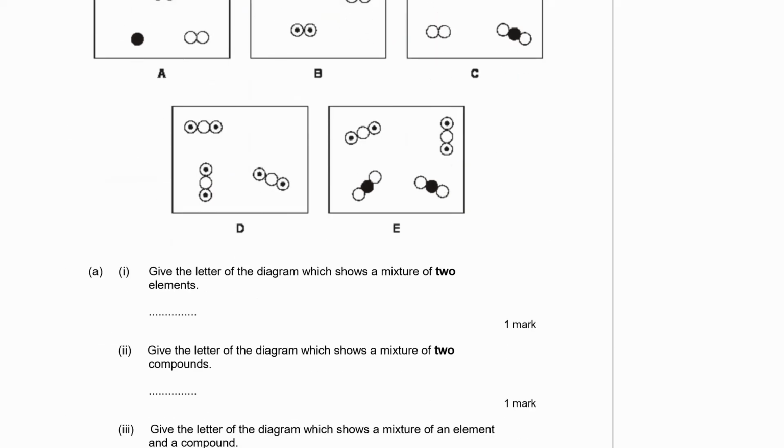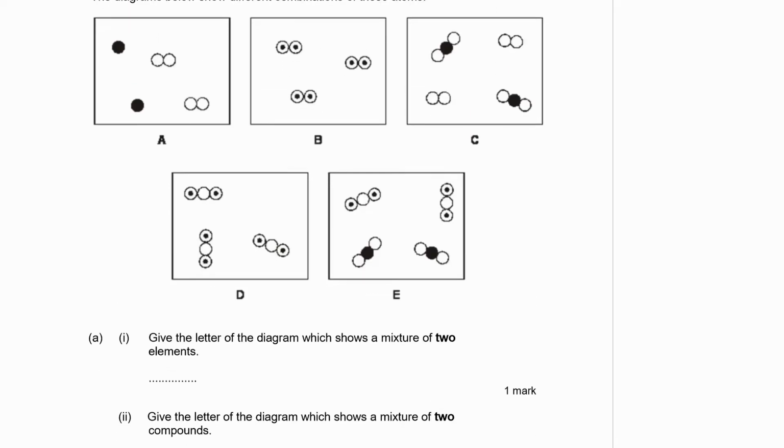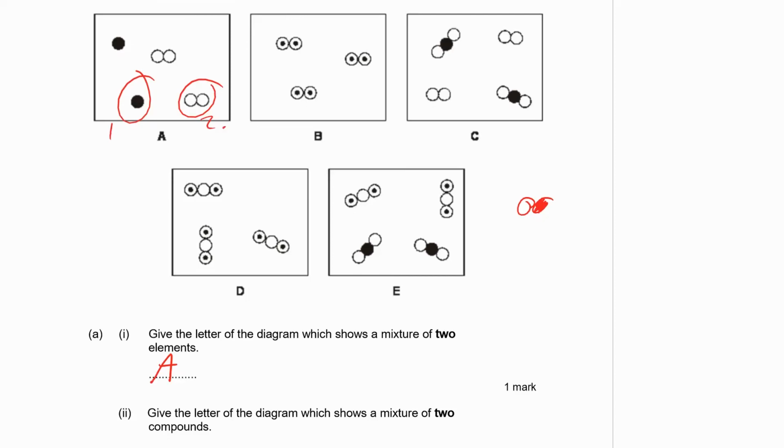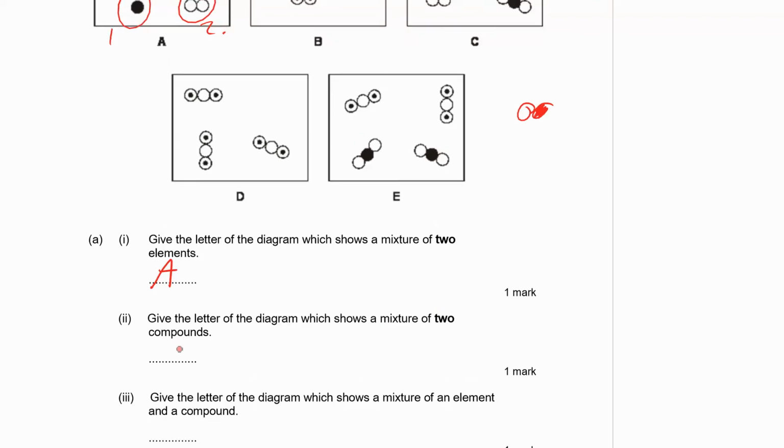Moving on to the final question, you give the letter to represent a mixture of 2 elements. So this one is A. You couldn't have had any 2 circles which are differently coloured, chemically joined. So A has 1 element, and there is the second element. Give the letter of the diagram which shows a mixture of 2 compounds. So this one is E, because we've got 1 compound there and another compound there.